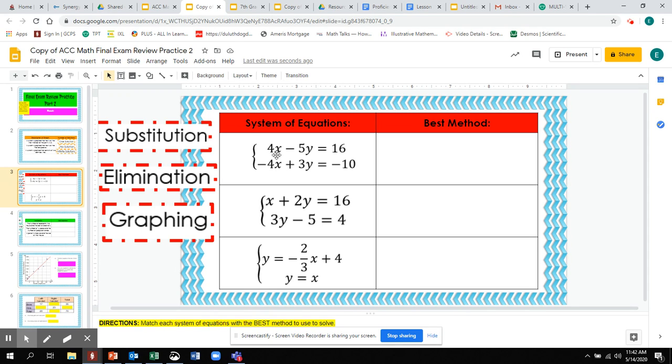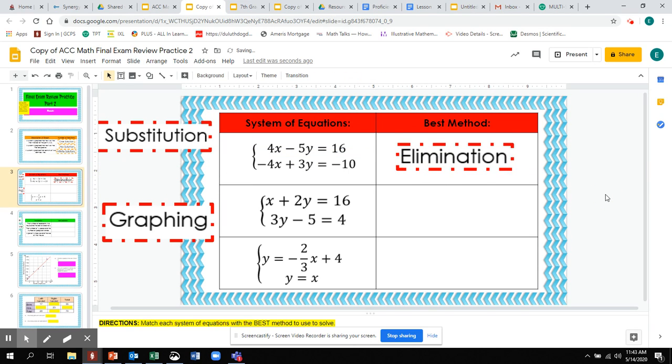My coefficient of x in my first equation here is positive 4, and in the second equation is negative 4. Well, I notice that those are opposites. Since those are opposites, I could add both of these equations together, and I could get rid of my x's and then just solve for y, which means this would best be solved by elimination.